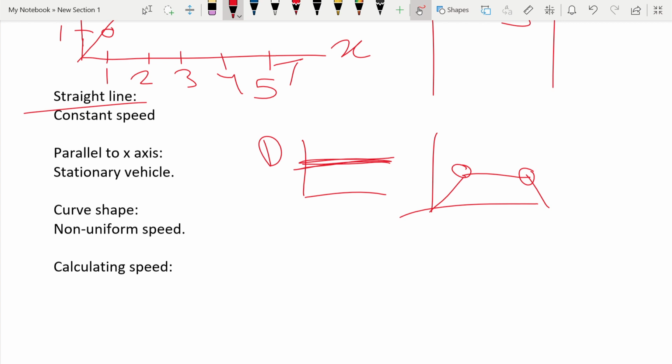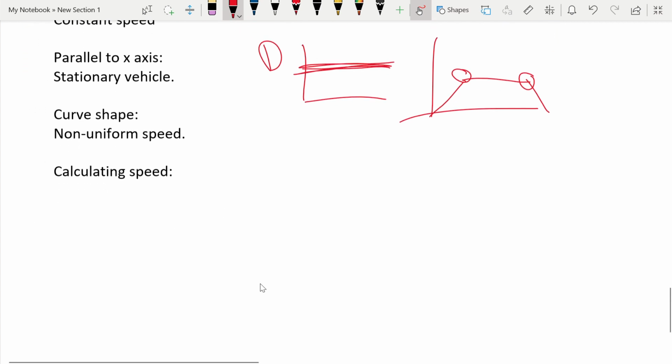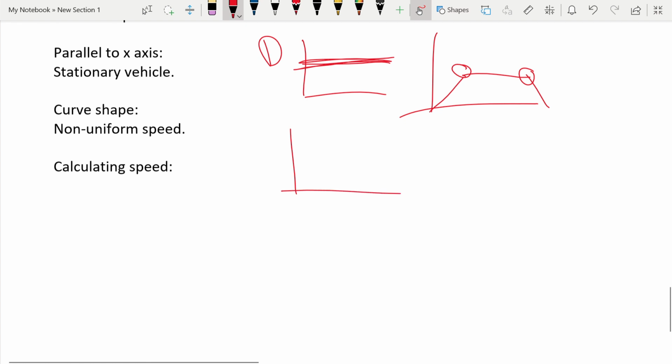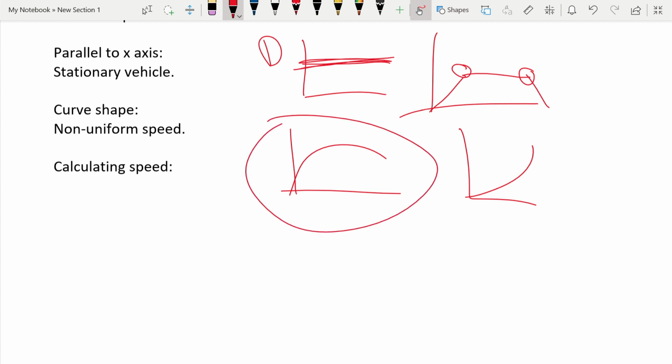Okay? Now a curve shape. If you have a graph like this and you have a curve like that, or if you have a curve like that, what does that mean? If you have a curve like this, it means that in this much time, it covered this much distance. In this much time, this much more, it only covered this much more distance. So the object is getting slower.